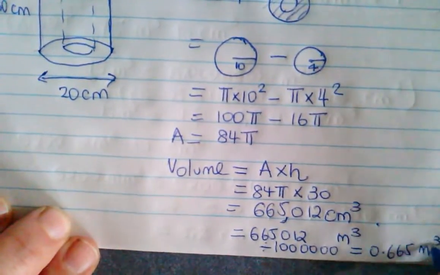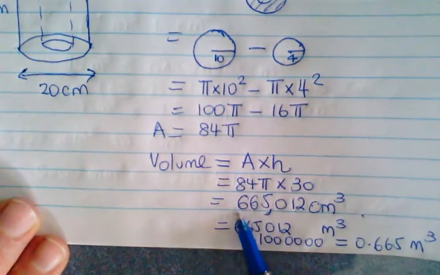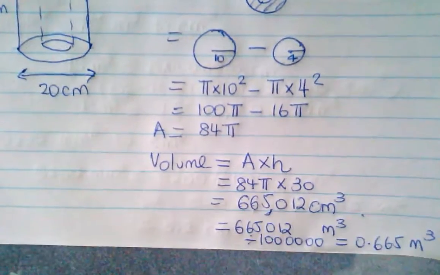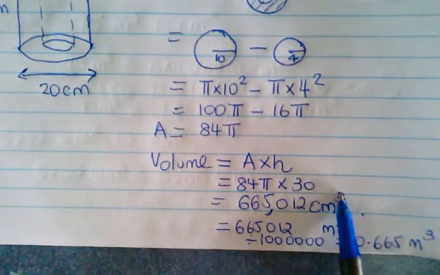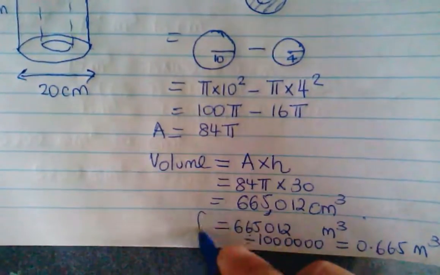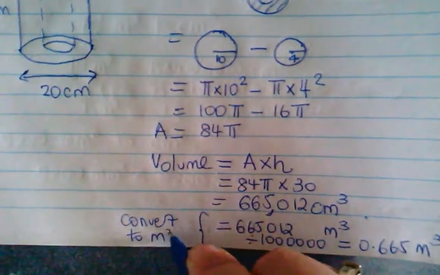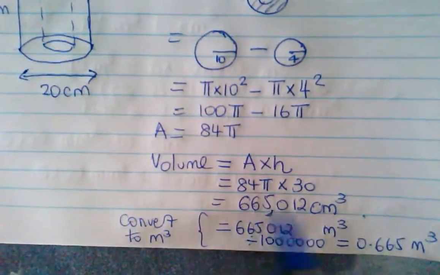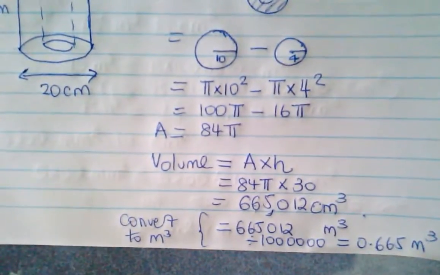Which is 0.665 metres cubed. So if you were, for example, in building or something like that, no one would walk around saying that's 665,000 centimetres cubed. That centimetres cubed there, I just decided that I would convert to metres cubed, because that's such a big number. But look, sometimes they might say, give the answer in metres cubed.